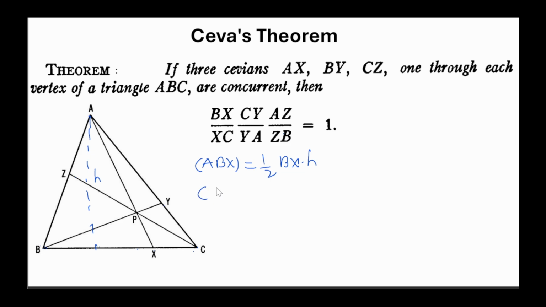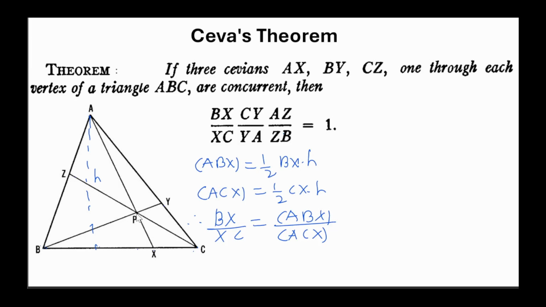Similarly, the area of triangle ACX is equal to 1/2 CX into h, because this height is the same for both the triangles ABX and ACX. Therefore, dividing the two, we get BX upon XC is equal to area ABX divided by area ACX. So this is the result because the heights are the same for both the triangles ABX and ACX.